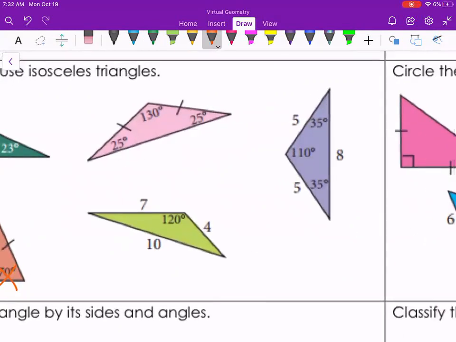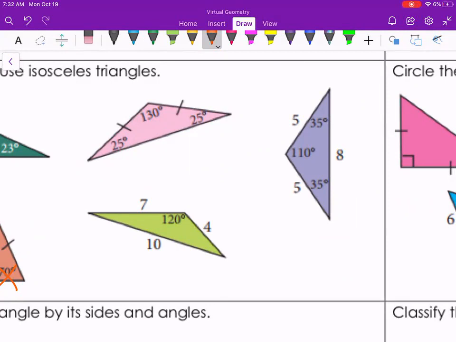The pink one, the top middle, we do have a 130 and 225, so it's a possibility. The one right below it, 120 and two acute angles, so it's a possibility. And same with the last one, 110 and two acutes.